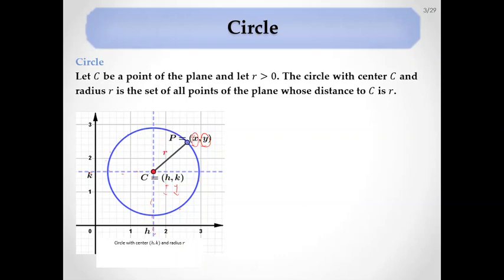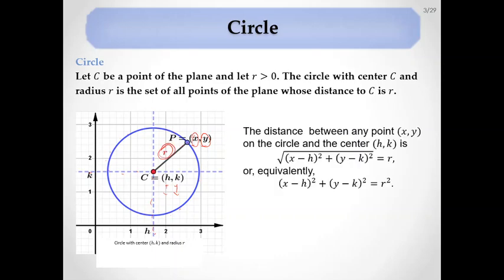So the distance between x, y and h, k is r, so we can write it by using the distance formula. The distance formula between x, y and h, k is this one here: x minus h squared plus y minus k squared, square root, is equal to r. Or we can take the square of both sides. We can write it this way.